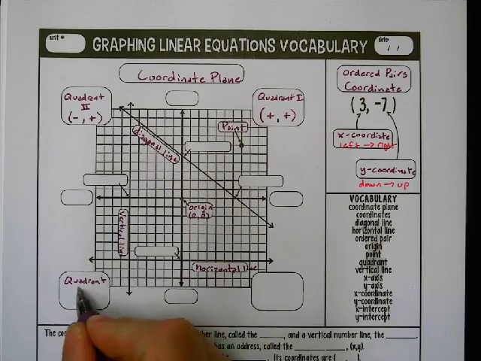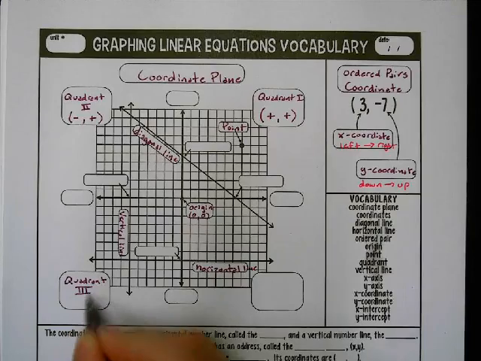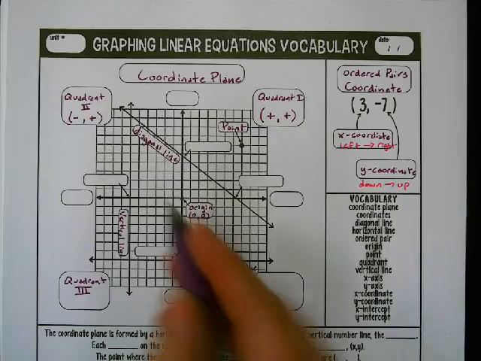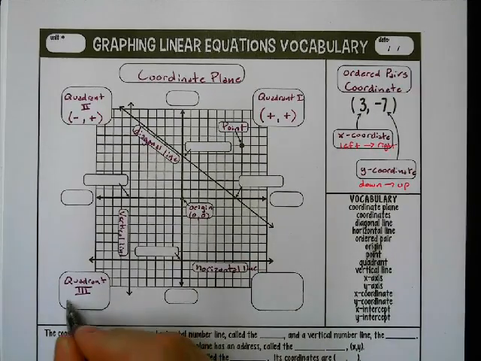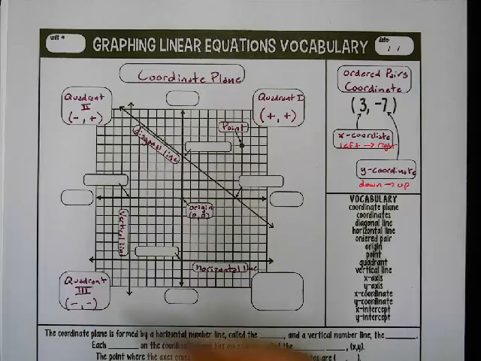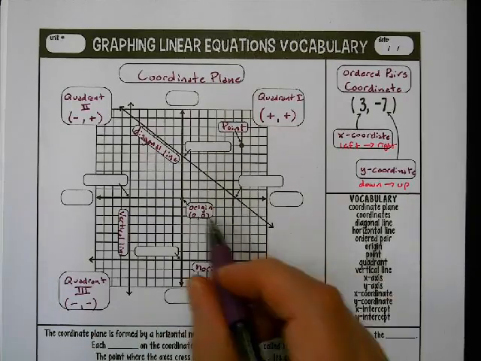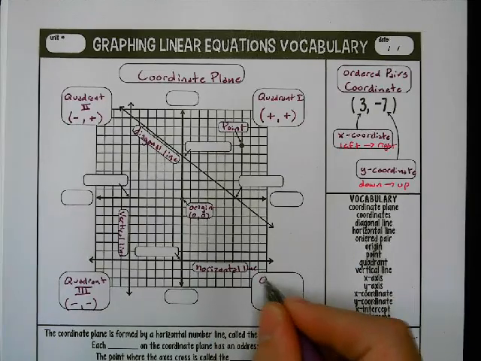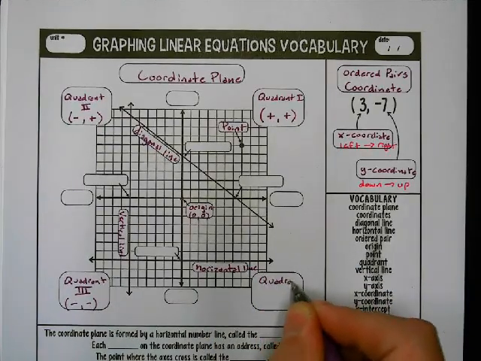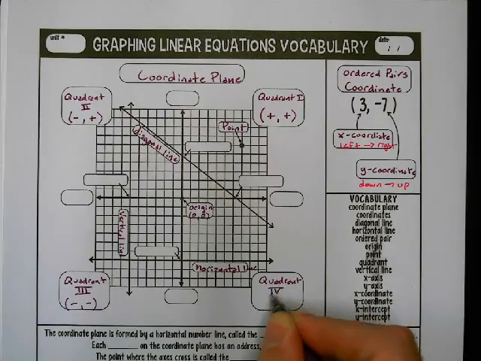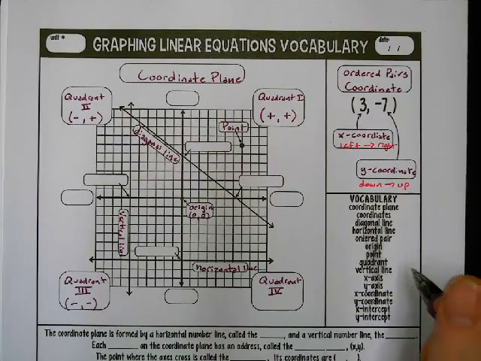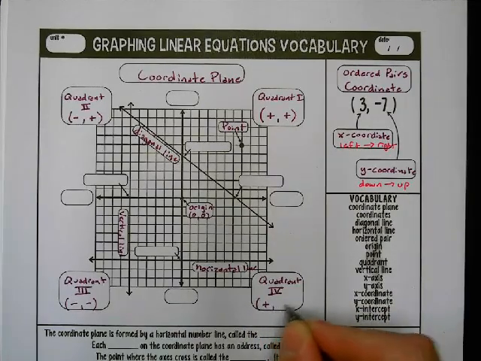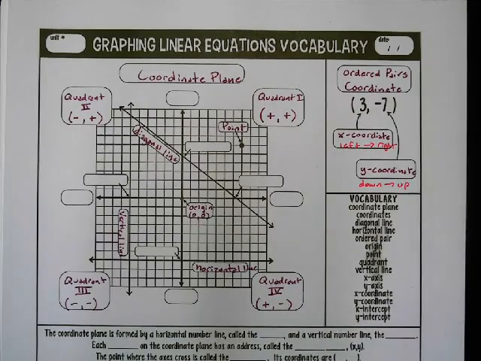But of course, instead of using just the word third, we use Roman numerals. Don't know why. In the third quadrant, the x's and the y's are both negative. And then over here, this is our fourth quadrant. So over here, our x's are positive, but our y's are negative. And IV is the symbol for 4 in Roman numerals, because they liked it that way. All right, so there we've got our quadrants.